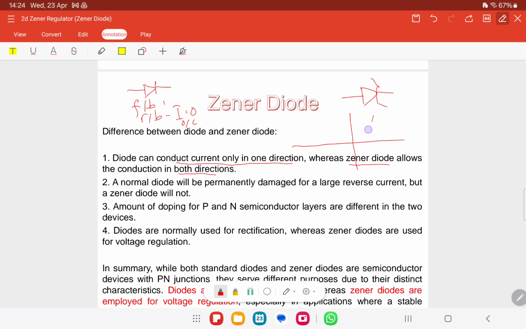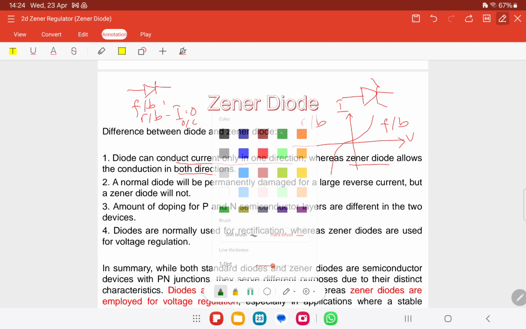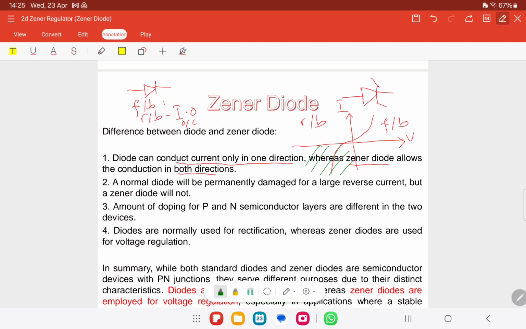Last time I did explain this IV characteristic. This is I, this is V. This is for forward bias, and the part at the back here is for reverse bias. The Zener diode is actually meant to be operated in this area, for reverse bias, where the normal diode cannot be used. The diode can be damaged, so we use the Zener diode in reverse bias.